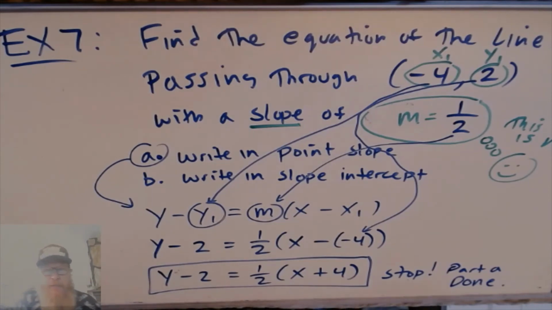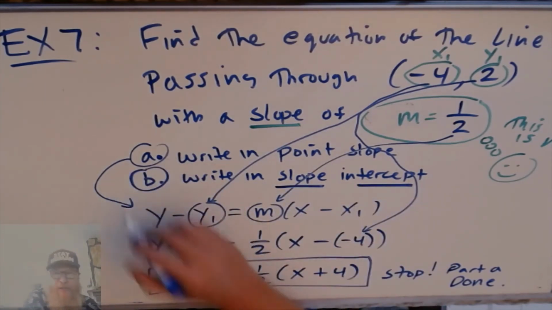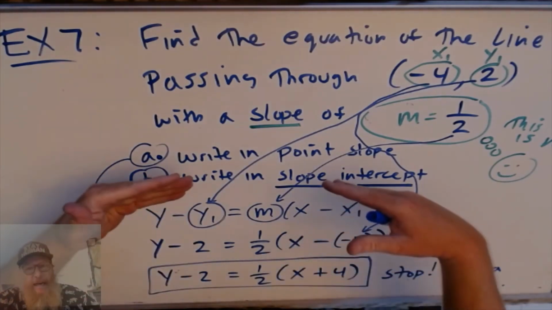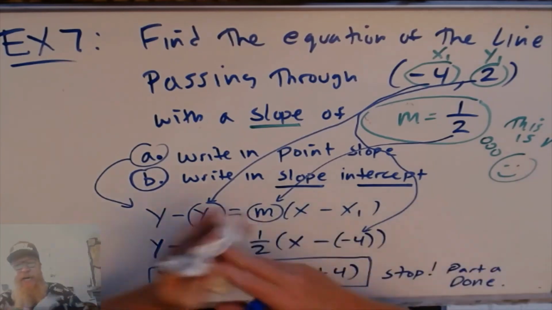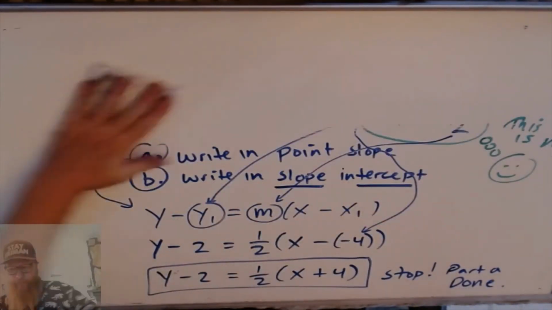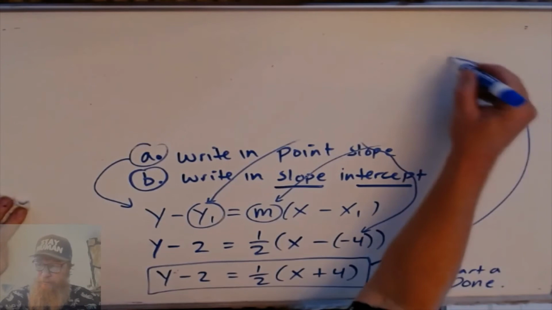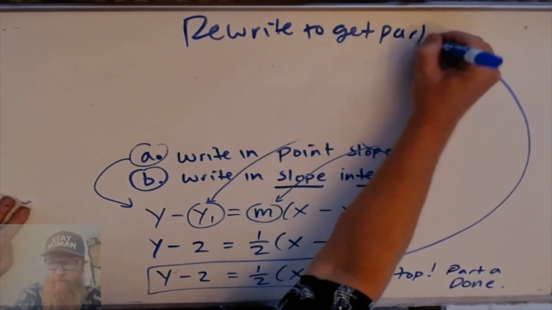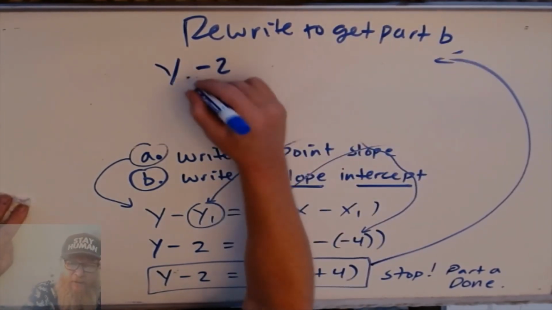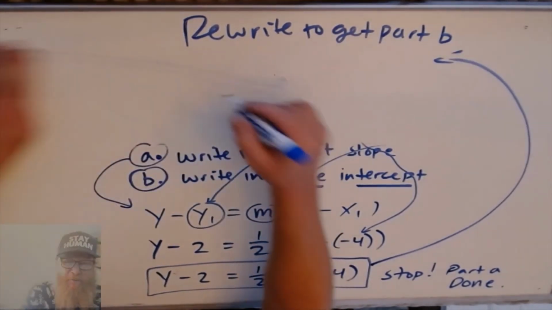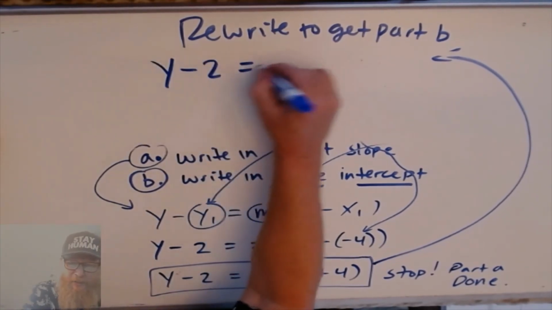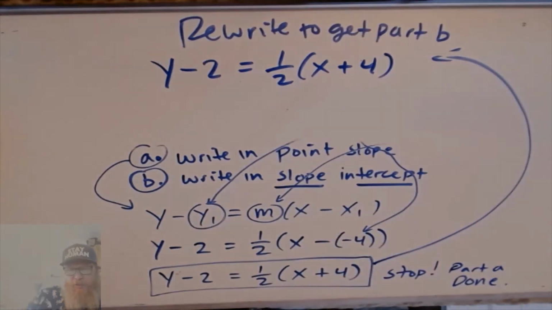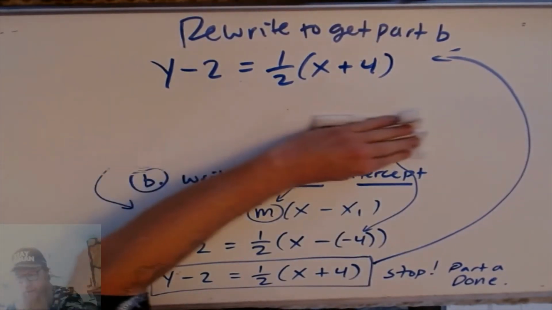To do part B, you're simply going to take the answer from part A and rewrite it into the y equals mx plus b form. I'm just going to copy the whole thing and start from there. y minus 2 equals 1/2 times (x plus 4). Make sure you copy it correctly. And now I'm going to rewrite it.